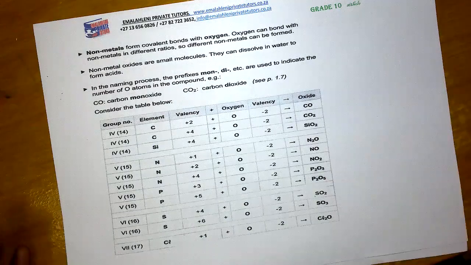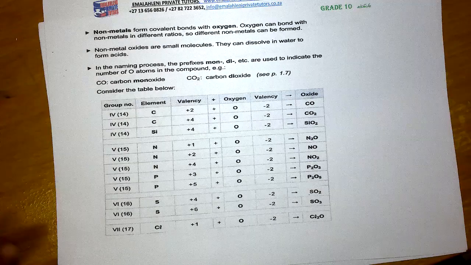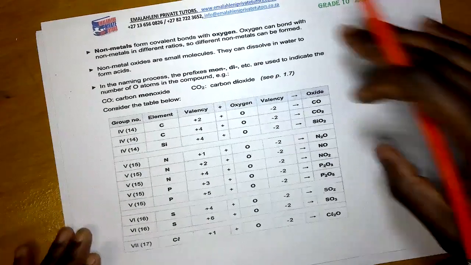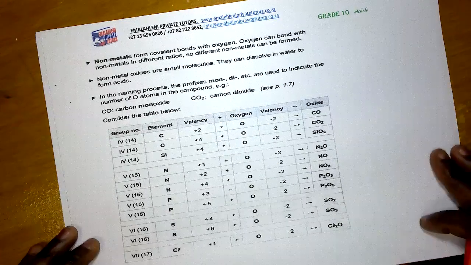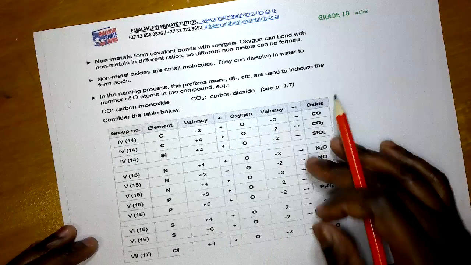Nonmetals also react and bond with oxygen, guys. Like your carbon bonds with oxygen and forms carbon dioxide, and can also form carbon monoxide, depending on how many electrons are being shared there. So this is what you need to understand. You just need to understand this table as well.